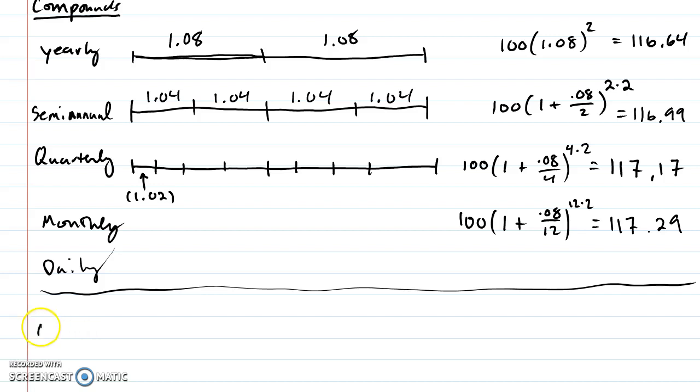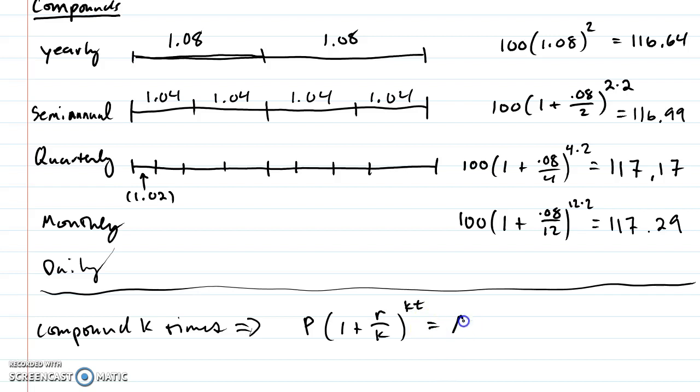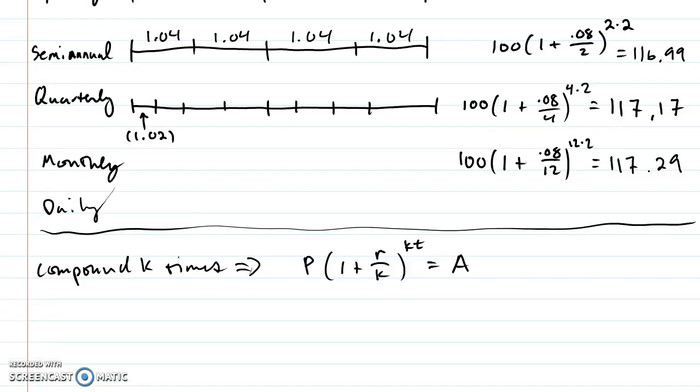So if you compound k times, this is the formula. Principal times 1 plus the rate divided by the compounds, to the power of k times t. So hopefully that makes more sense, and also the book calls this A for the total amount.